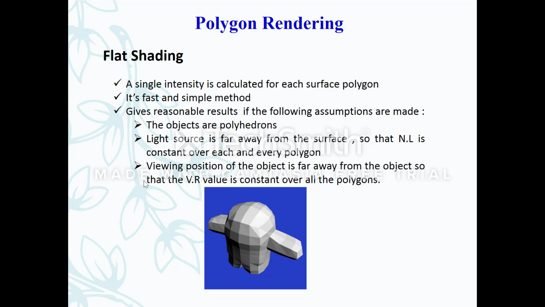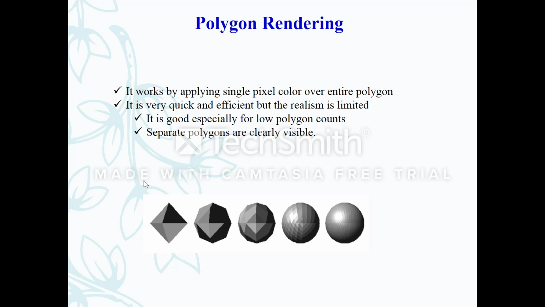The objects here are polyhedrons and the light source is far away from the surface, so that n dot l is constant over each and every polygon. That is, the intensity is evenly distributed over the entire polygon. The viewing position of the object is also very far, so that v dot r is also constant. So how does it work? It works by applying a single color to the entire polygon. It is very quick and efficient, but the realism is limited.